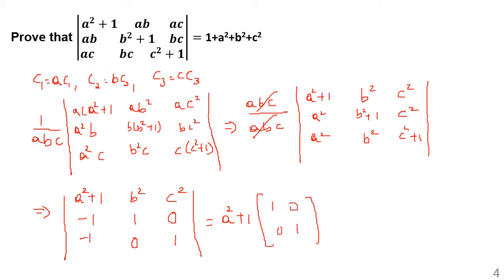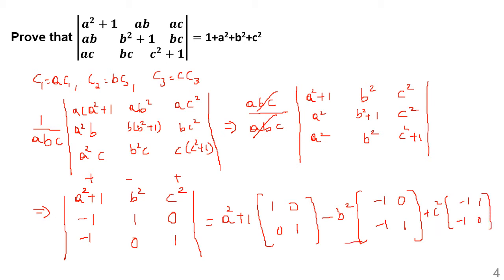The next element is b square, but it should be alternative signs. So this determinant value will have positive, this will be minus and this will be plus. So it is minus b square into the matrix will be minus 1 0 minus 1 1. The next element is plus c square into minus 1 1 minus 1 0.